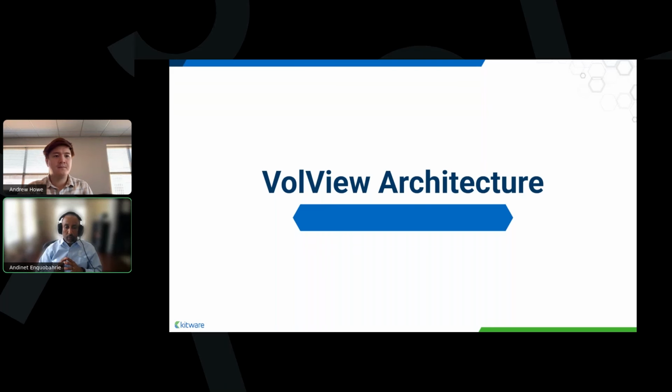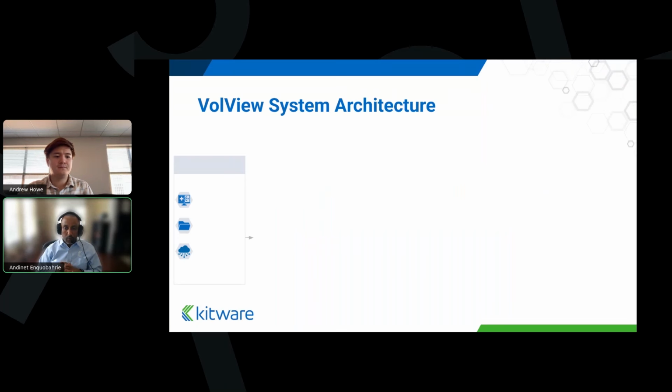All right, so next let's go over the architecture of VolView. VolView is designed in a way that it has 3 main components: the data ingestion, or data source component, the front end, and the back end. So in the data source, you're basically looking at bringing in your data, and VolView allows you to ingest data in 3 different ways.